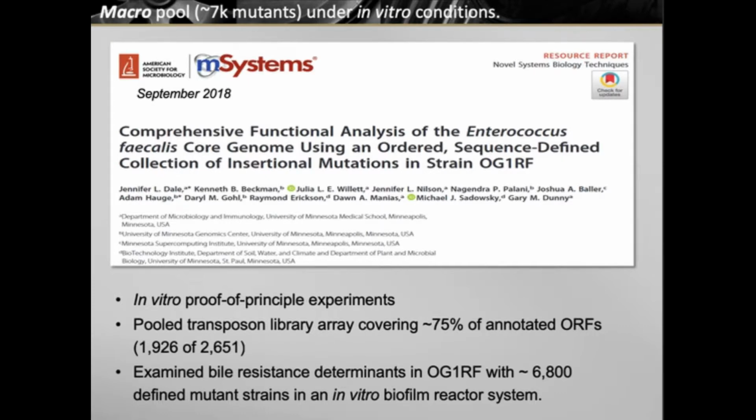So we'll go into a mouse later. But this is looking at a pooled transposon library array covering about 75% of the entire genome. It's actually practically a little higher than that for sort of complicated reasons, but we'll stick with that number for now. And as the biological system, we're looking at bile resistance in our standard lab strain. It's about 7,000-ish mutants overall.